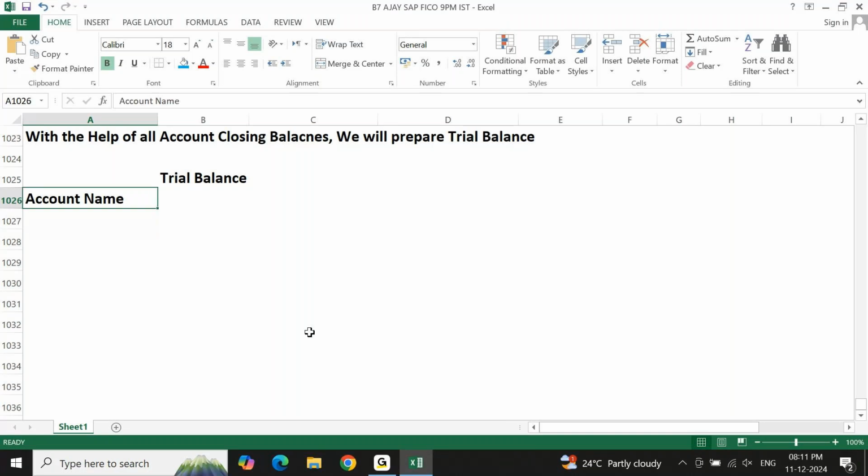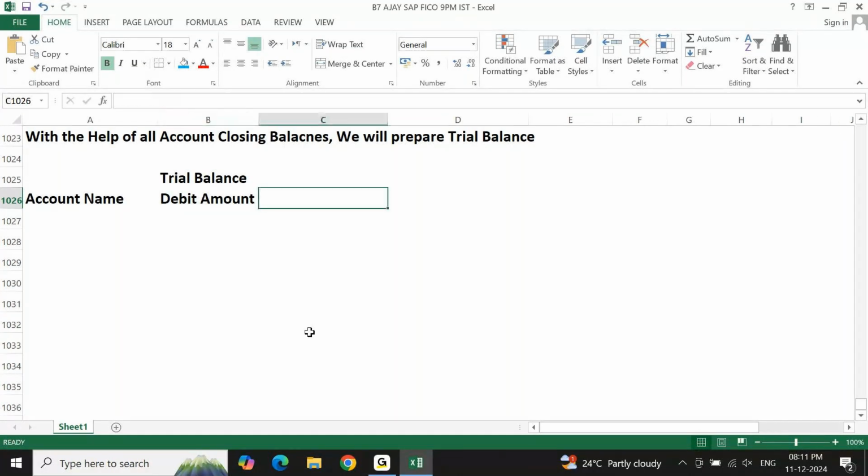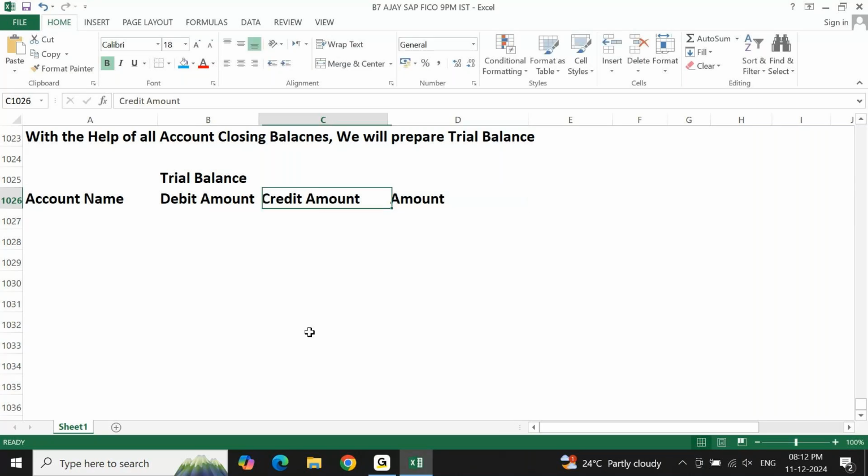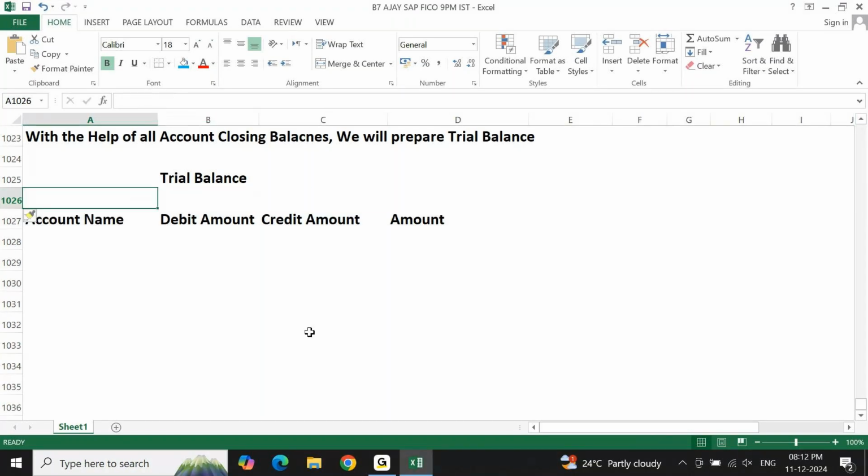And next one, I will have debit amount, and then I'll have credit amount. This is one way of preparing a trial balance. Other way is to put only one column called amount. One way is to prepare debit credit separately. Another way would be to put everything in a common way. So I'll put both ways.